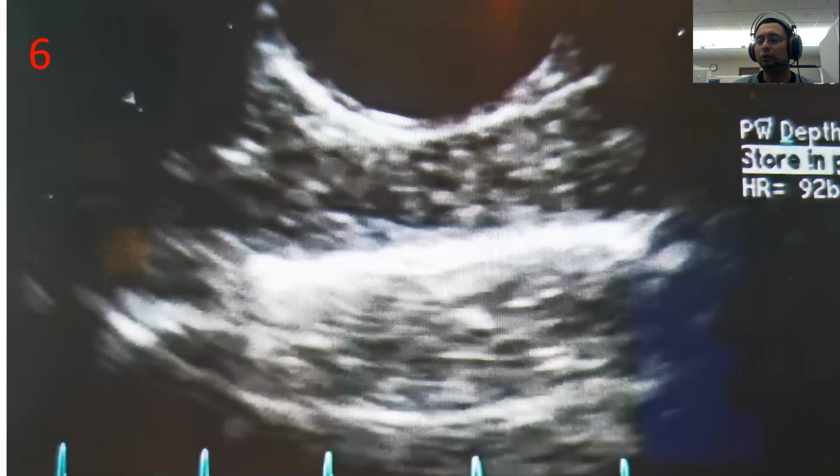One way to see is that even though color might not pass through it, color won't be turbulent across an artifact. So artifact won't cause turbulence. You won't see a turbulent flow around the artifact. And another one, artifact should not appear in a different view of the same structure. So from parasternal long axis to short axis, it should not still be present. Okay.